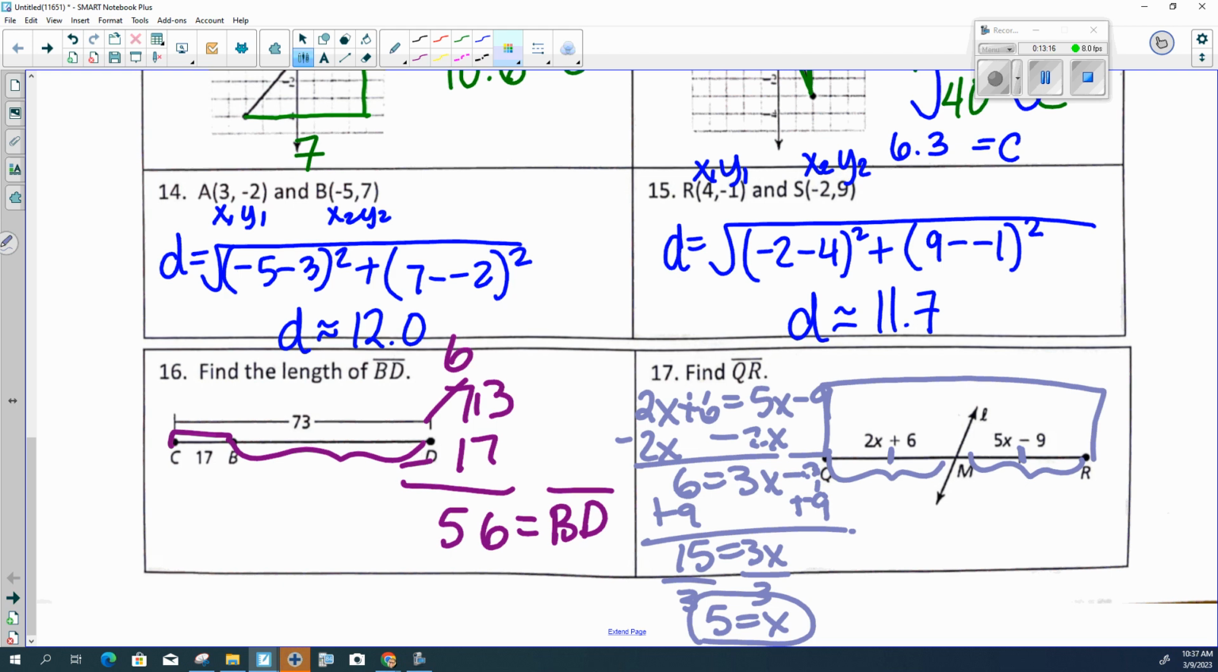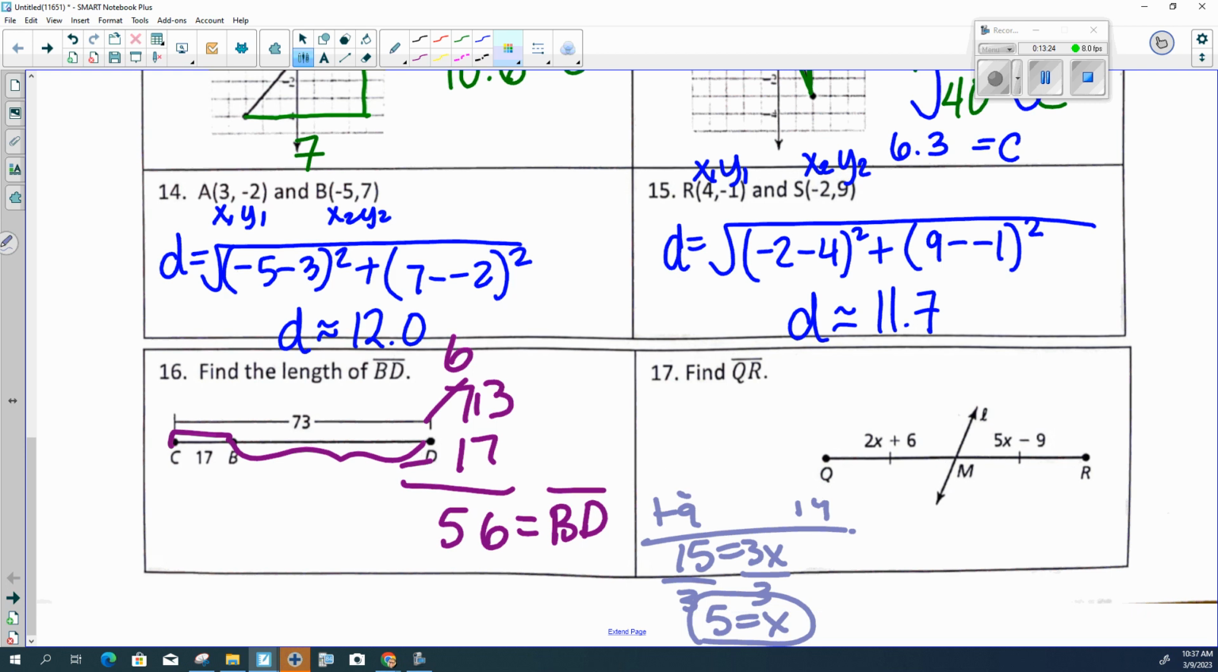Please be careful on these. The question did not say find x. It said find QR. Well, I still don't know what QR is, but I know what x is, so I can use it right here or right here. 2 times 5 plus 6 is 16. Now, this to me also feels like a good ending point. I found it. But they want me to find QR, not QM.